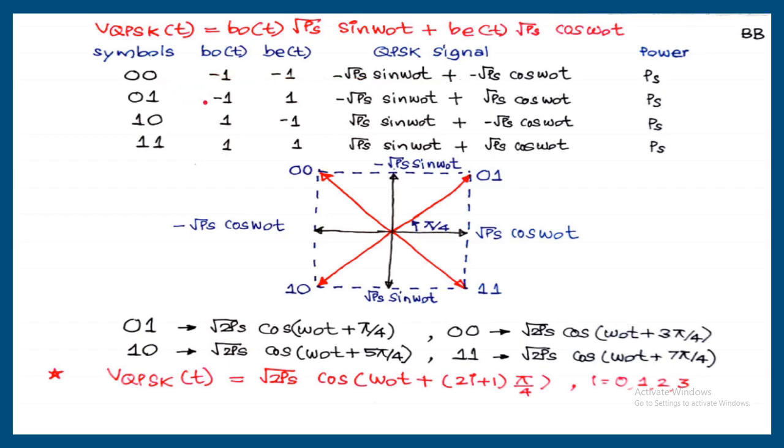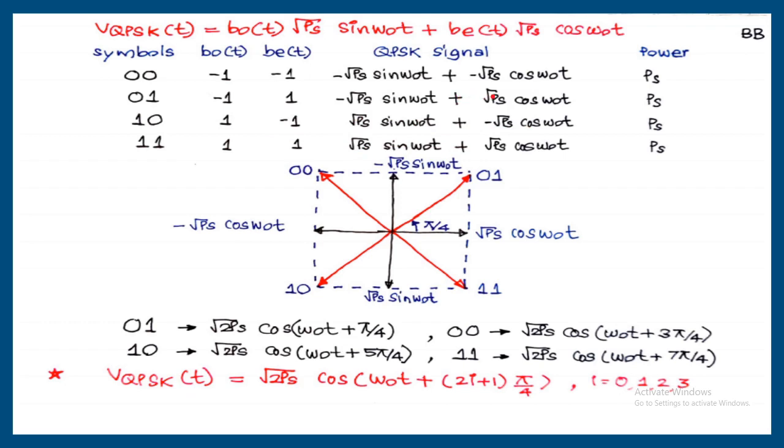Next for 0, 1, -1 and +1, substitute in that expression. So it will be minus root Ps sin omega 0t plus root Ps cos omega 0t. Similarly for 1, 0, the voltages are 1 and -1. After substitution, root Ps sin omega 0t plus minus root Ps cos omega 0t. For 1, 1, both will be positive.